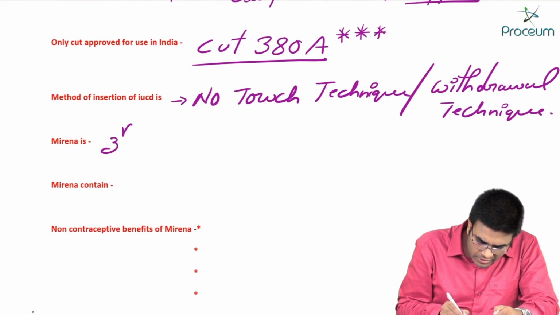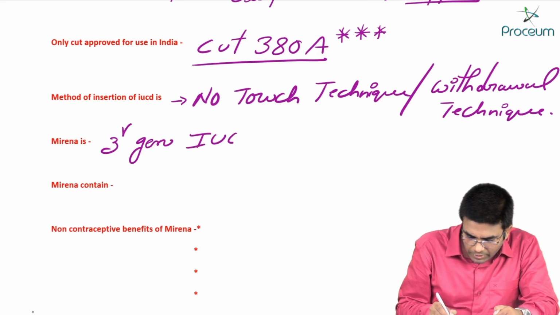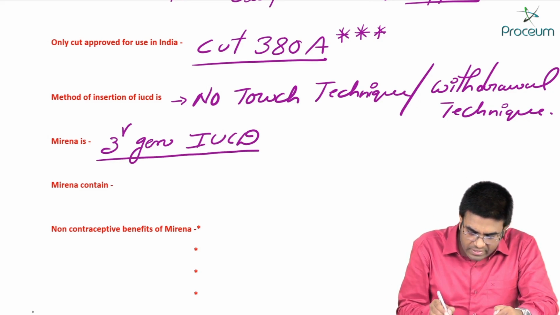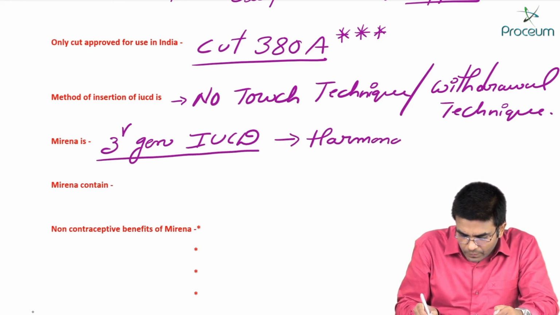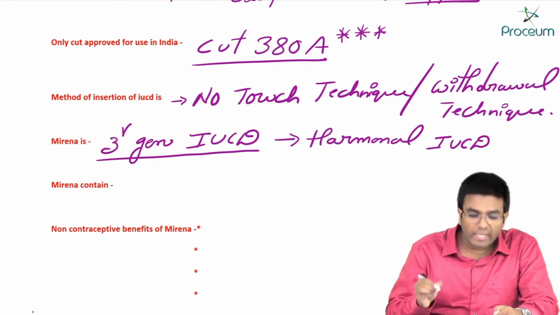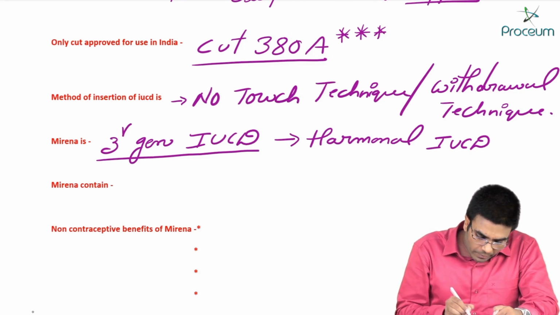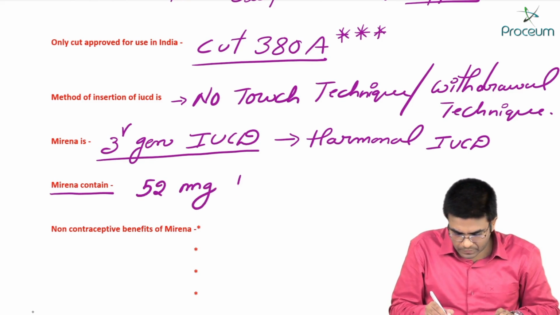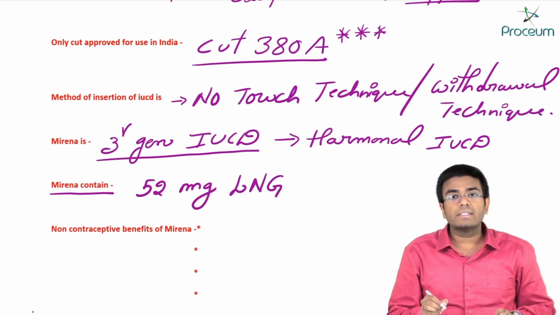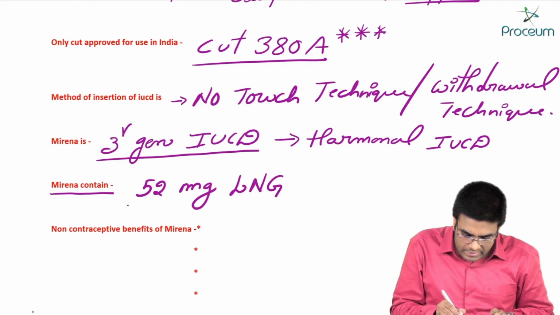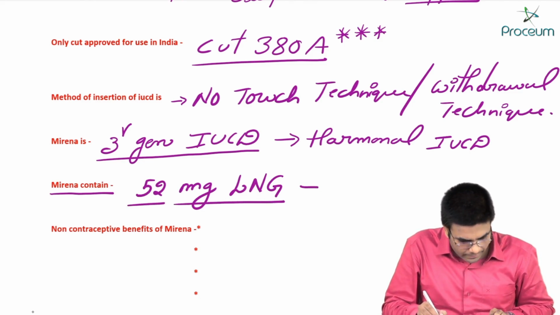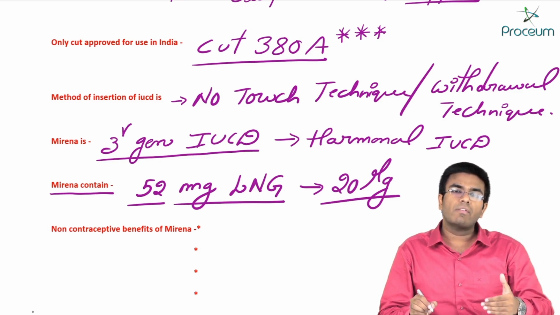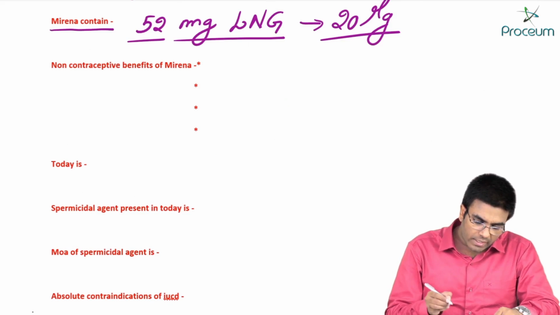Mirena is a third generation IUCD. Mirena is a third generation intrauterine contraceptive device. Third generation contraceptive devices are hormonal IUCDs. So, this Mirena contains 52 milligrams of levonorgestrel. It's a third generation hormonal IUD. And every day, it releases 20 micrograms of levonorgestrel, and that causes contraception.